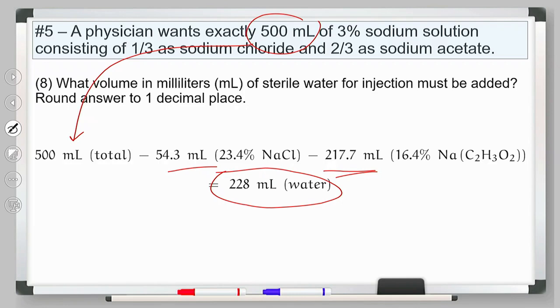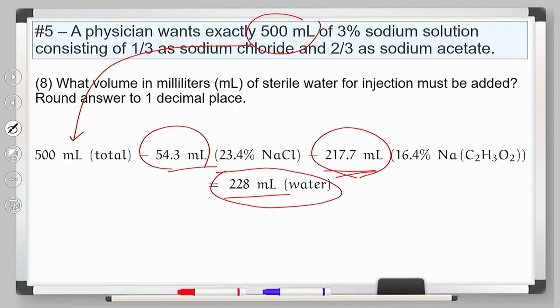So to formulate this, I take 54.3 mLs of sodium chloride plus 217.7 mLs of sodium acetate and 228 mLs of water, mix it all up, shake it all together, and I have exactly 3% concentration of sodium, divided out exactly the way I wanted between sodium chloride and sodium acetate.